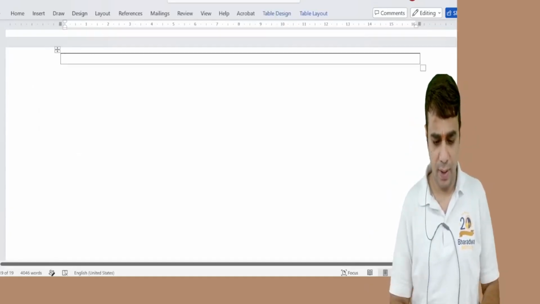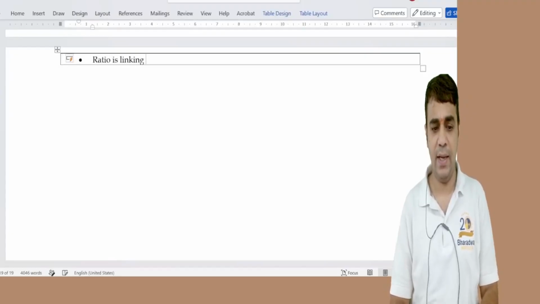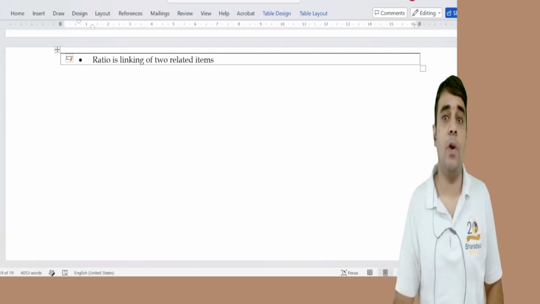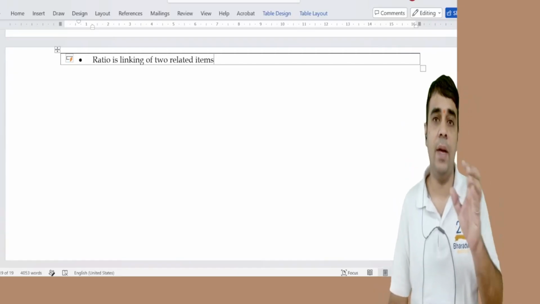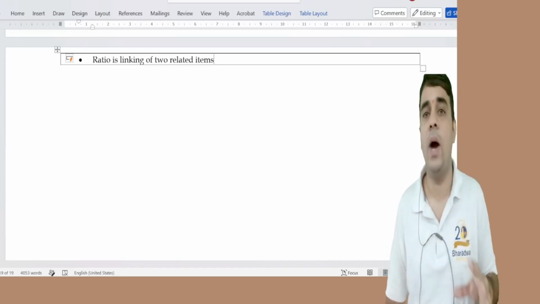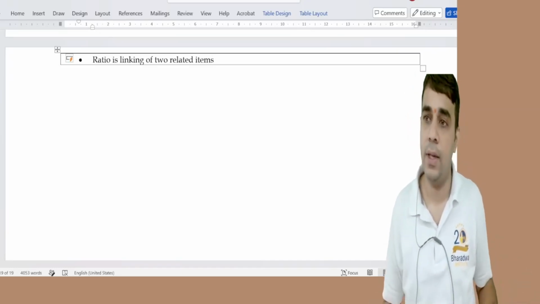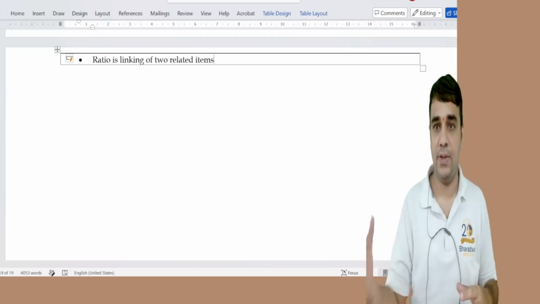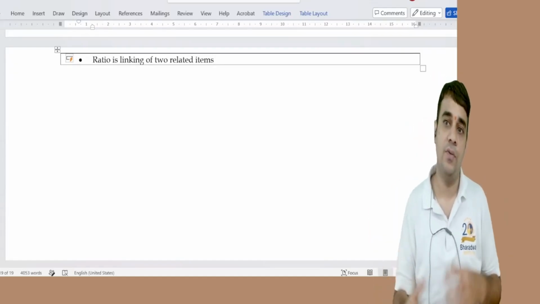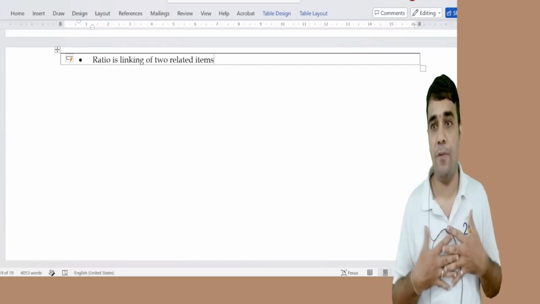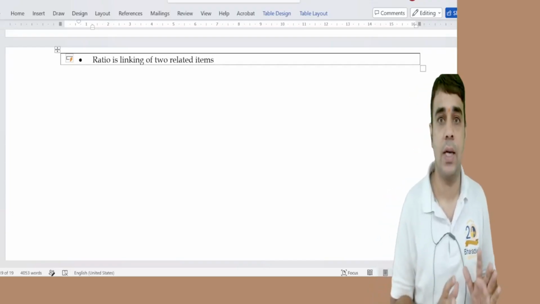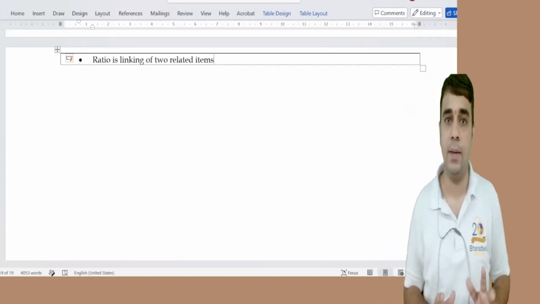Now ratio is technically linking of two related items. These items could be linked in some logical way. So if at all I am able to find a link between two items, I may put a ratio around it and then try to compare the ratio of today with the next year, ratio of the next year with the next to next year, or ratio of mine with another company. Wherever there is a logical linkage between the two items, you can put it in the form of a ratio.